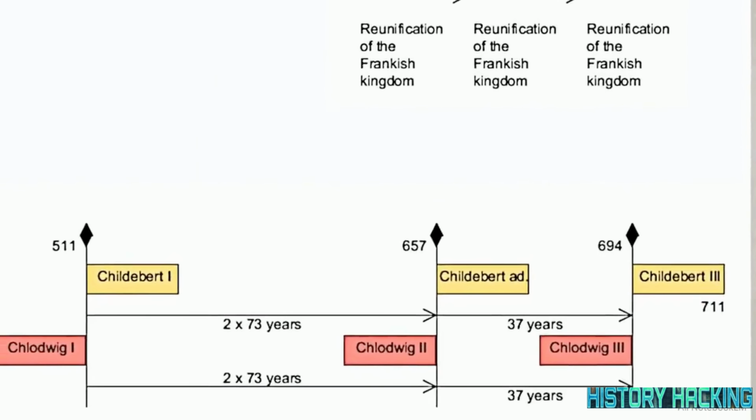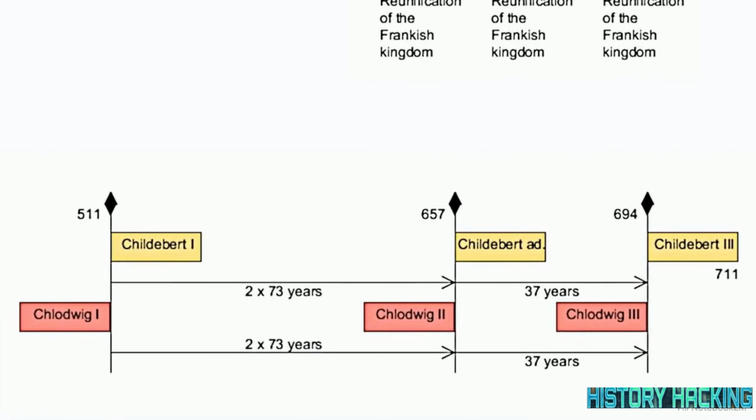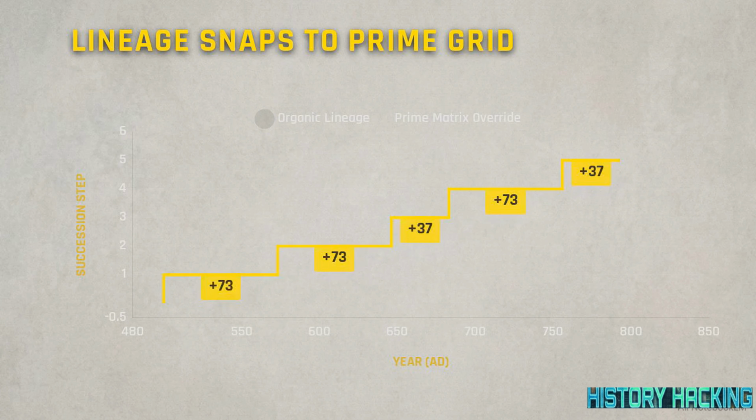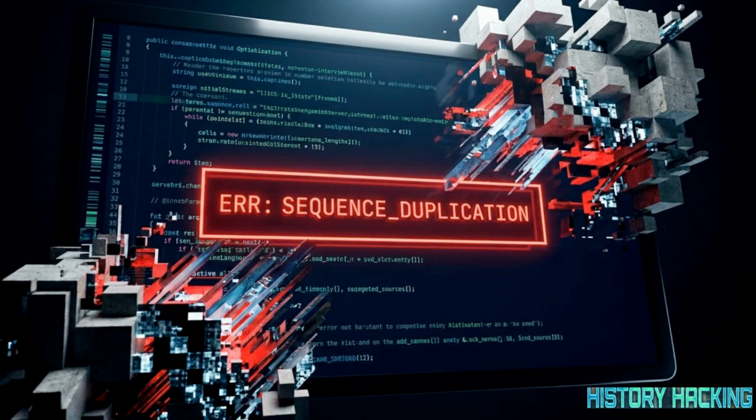The lower timeline reveals the exact same programmatic grid, spacing the Chlodwig and Childebert lines using identical 37 and 73-year intervals. Organic biology doesn't operate in perfectly spaced prime numbers. This is concrete evidence of a copy-paste error in the historical algorithm.